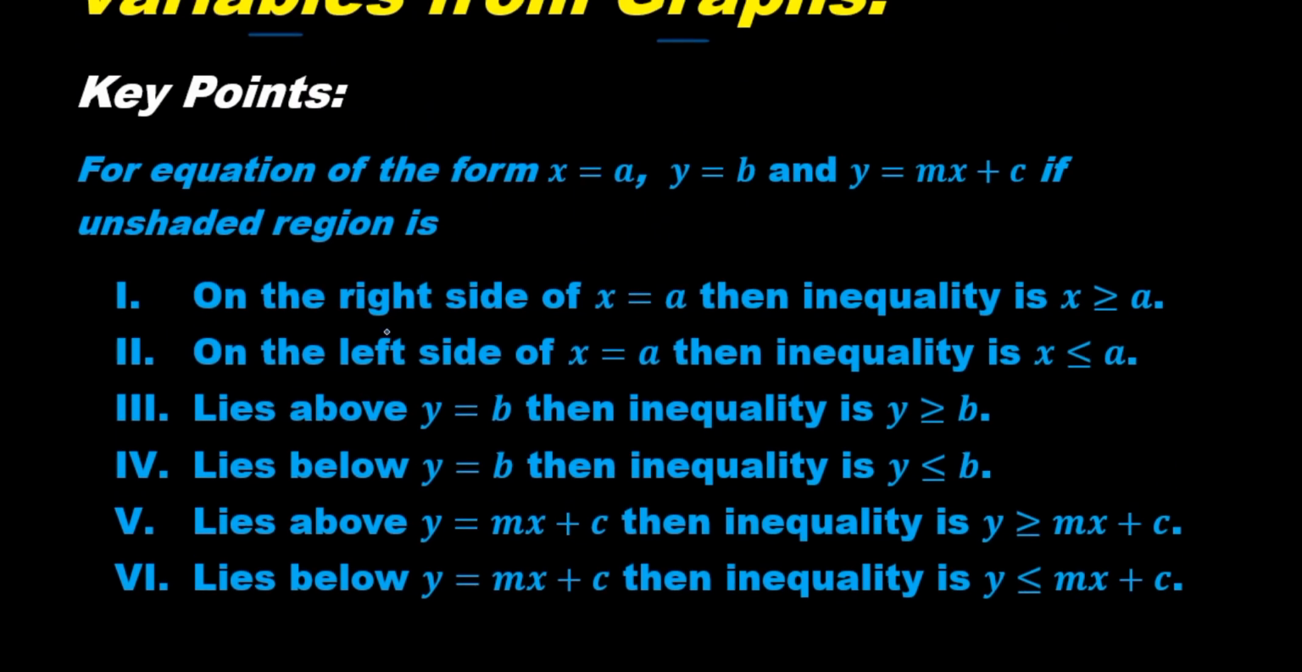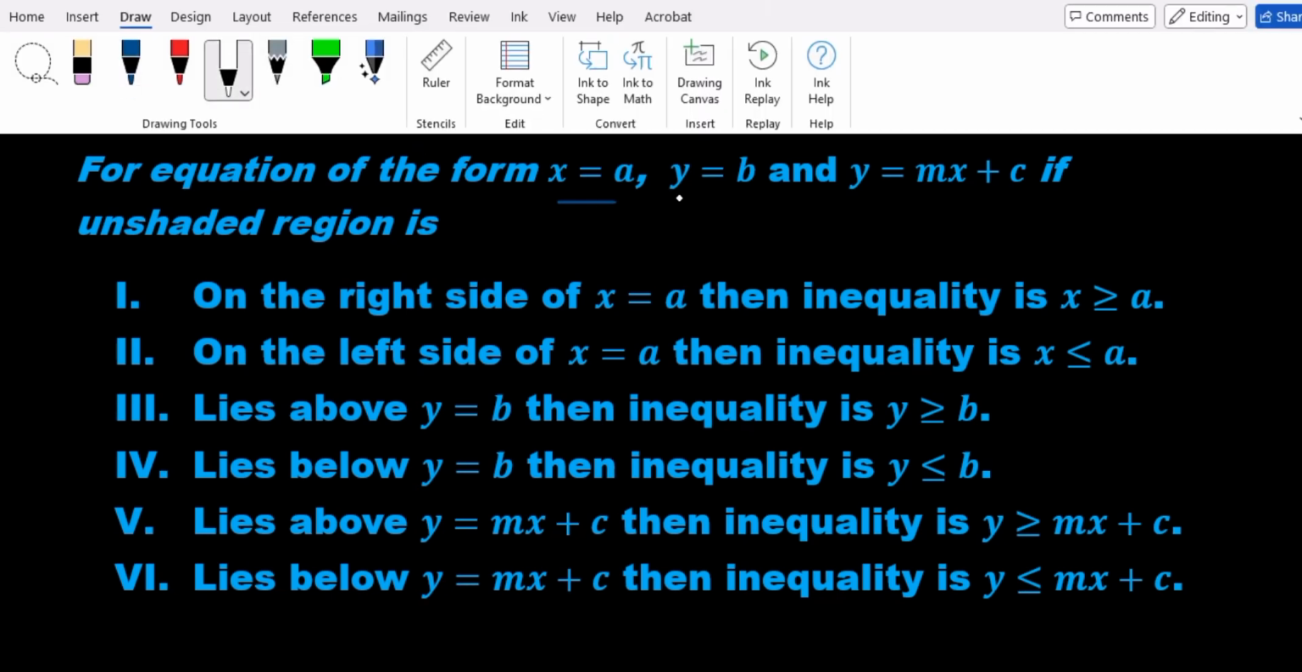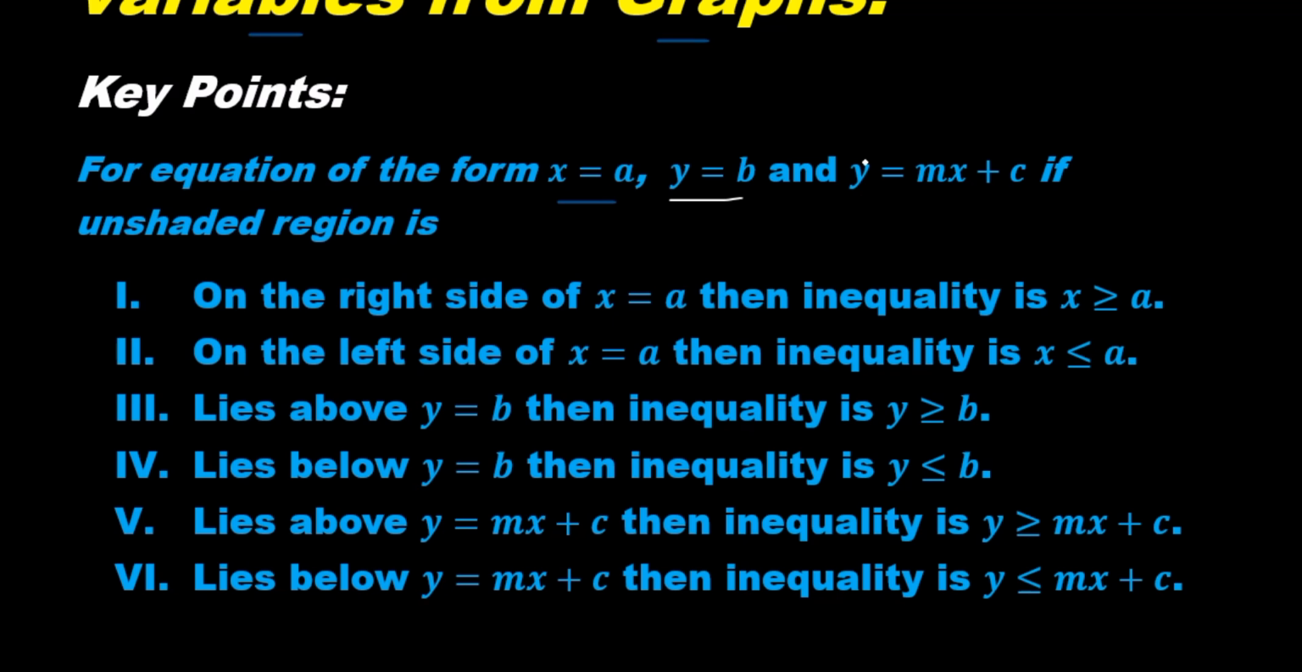Before starting our class properly, there are some key points that we will use during our lecture. Suppose we have an equation of the form x is equal to a. This is a vertical line, and the second one is y is equal to b, and this is a linear equation in two variables, y is equal to mx plus c. If the unshaded region is on the right side of x is equal to a, then the inequality is x greater than or equal to a. Suppose we have the line x is equal to 5 and the unshaded region is on the right of x is equal to 5.